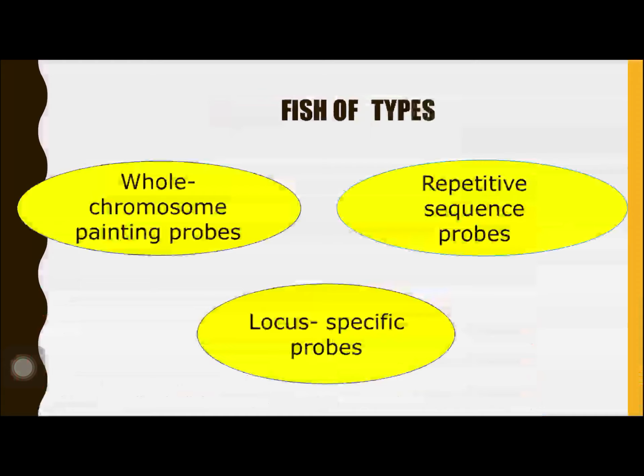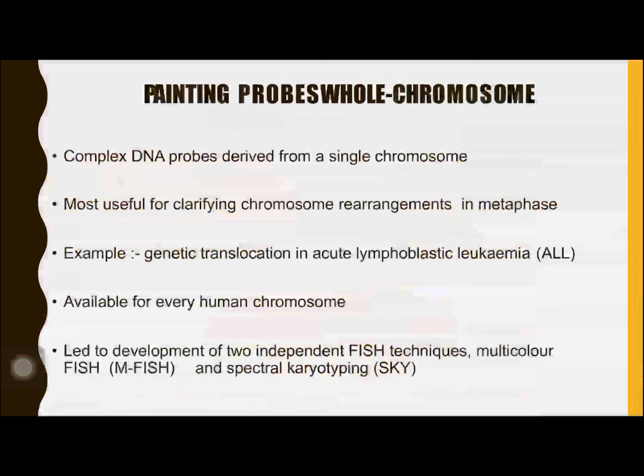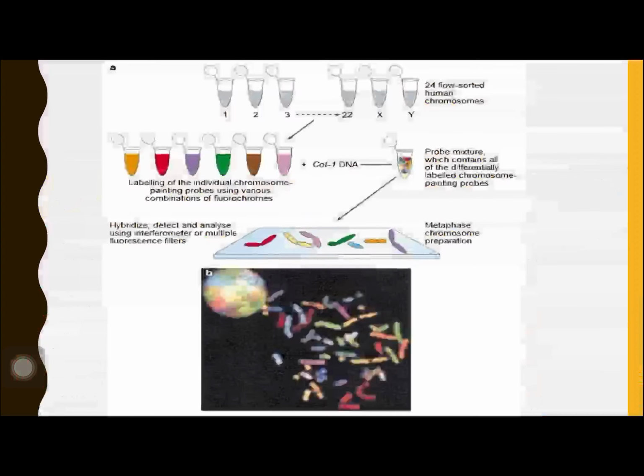The types of FISH probes: whole chromosome painting probes, repetitive sequence probes, and locus-specific probes. Whole chromosome painting probes are complex DNA probes derived from a single chromosome, most useful for clarifying chromosome rearrangement in metaphase. Example: genetic translocation in acute lymphoblastic leukemia. They are available for every human chromosome, which led to the development of two independent FISH techniques: multicolor FISH, M-FISH, and spectral karyotyping.